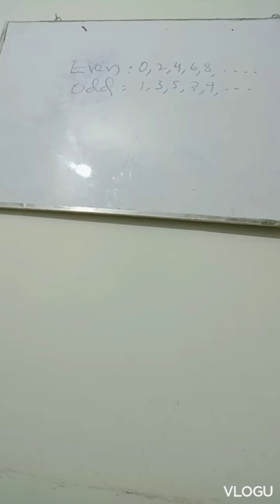Hi again, welcome to my YouTube channel. Our today's topic is classifying whole numbers. In primary school we have learned that we can classify whole numbers into 2 groups, even numbers and odd numbers. Even numbers are whole numbers that are divisible by 2, e.g. 0, 2, 4, 6, 8 and likewise. Odd numbers are whole numbers that are not divisible by 2, e.g. 1, 3, 5, 7, 9 and likewise.